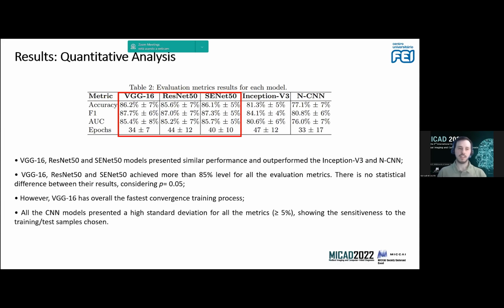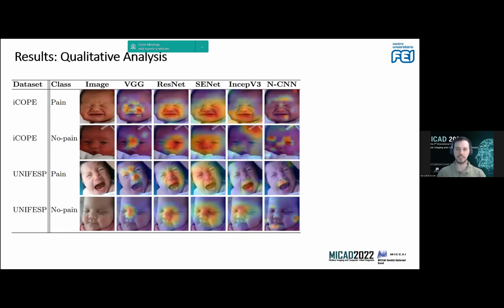And for all the CNNs, we observed a high standard deviation for all the metrics, showing the sensitivity to the training and test samples chosen. And now to illustrate the qualitative analysis, I'm presenting here some samples of the correct classification for each model. So we have 2 samples from the iCOPE dataset and 2 from the UNIFESP. And now, thanks to the gradient heat map, we are capable of solving the tie presented by the evaluation metrics. I mean, now we can distinguish the behavior of VGG, ResNet, and Squeeze-and-Excitation net.